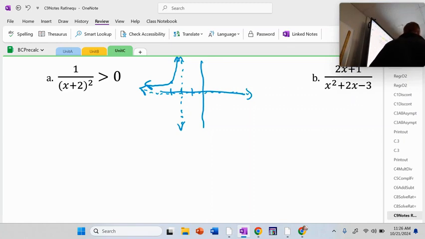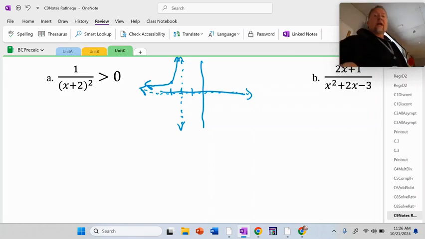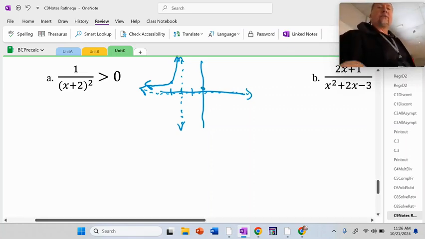Wait, I do have a y-intercept. What a maroon. I can plug in 0 for x. What's 0 plus 2? 2 squared. 4. So the y-intercept is 0 comma 4th. Guess what? I know where this graph is. Didn't I just say this rarely happens?